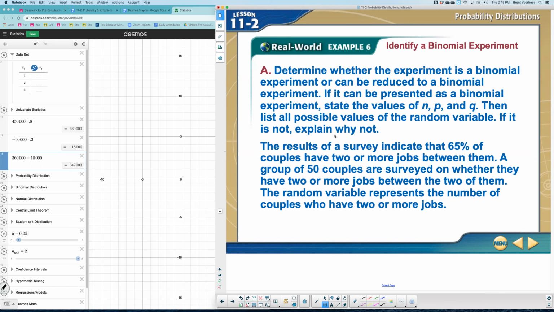So first, let's determine if this is binomial. It says the results of a survey indicate that 65% of couples have 2 or more jobs between them. So there's the situation. 65% have 2 or more jobs. This would be binomial because either you do have 2 or more jobs or you don't have it. So this is binomial.